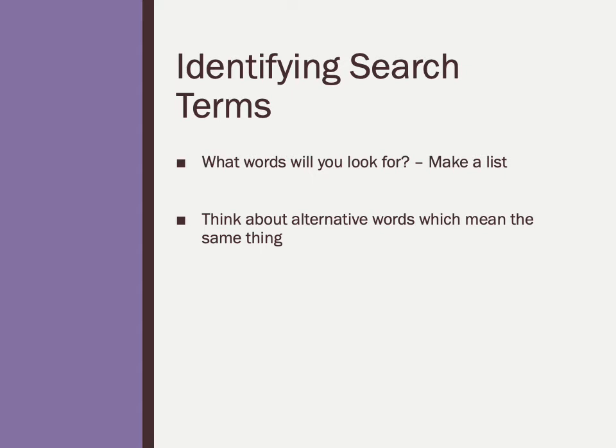Now, in terms of identifying your search words or search terms, these are the words which are going to go into your search bar in your database or in your library search. So the kind of words you want to look for are the words that you're looking for in your reading. You're looking for words that have come up a lot in your reading. And you want to think about as well alternative words that might mean the same thing.